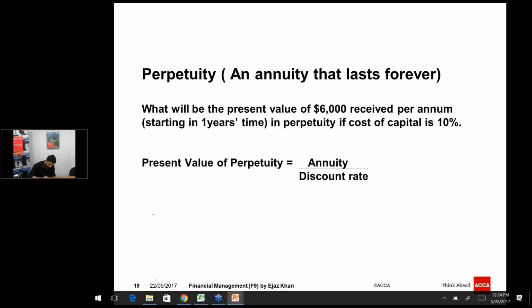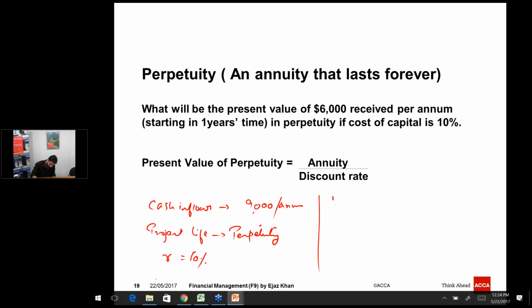Okay, just calculate net present value for this question. Cash inflows: $9,000 per annum. Project life: perpetuity. Rate: 10%. Investment: $82,000. Calculate net present value.